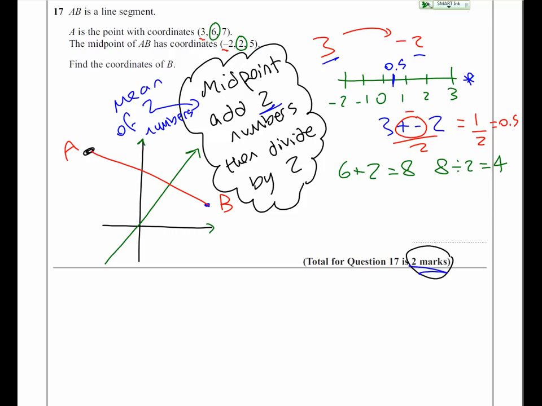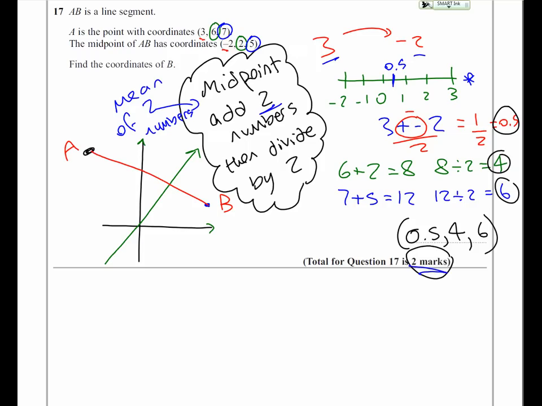And the last one, for the z values, middle of 7 and 5, you might just know that. Let's show off our technique. 7 add 5 is 12. 12 divided by 2 is 6. How cool is that? So we get the answer 0.5, 4, 6. 0.5 for x, 4 for y, 6 for z. Job done.